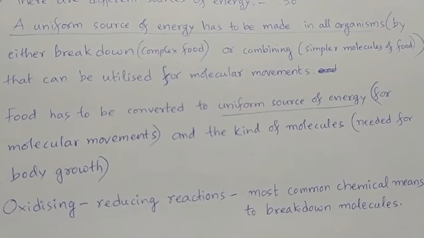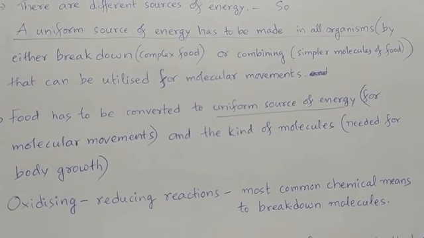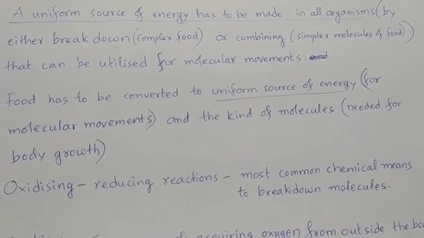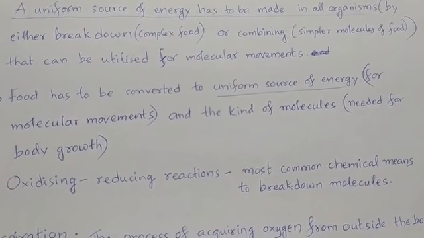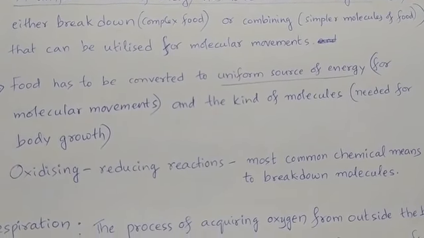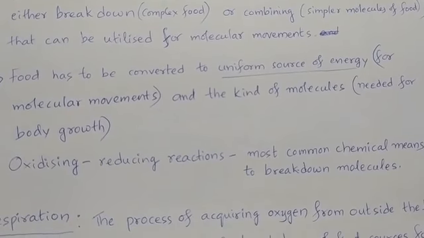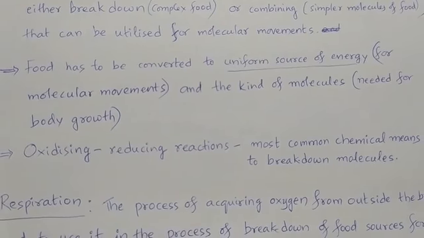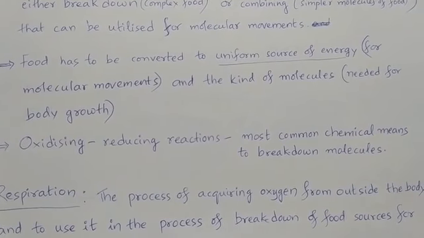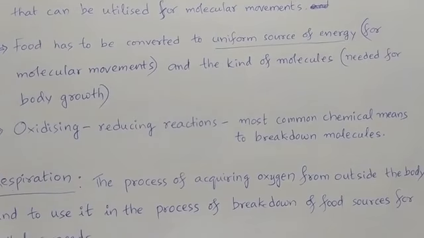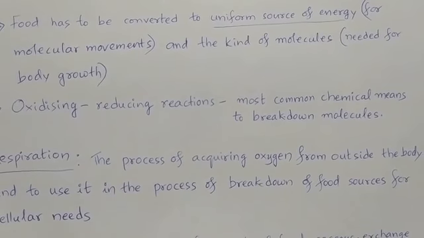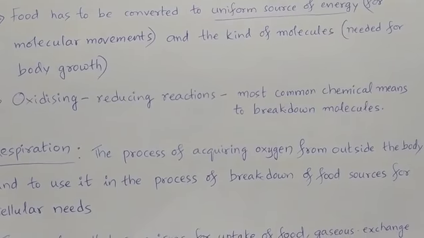Needed for body growth. There are certain oxidizing reducing reactions that help in the breakdown of the food molecules. Right? Oxidizing reducing reactions are the most common chemical means for the breakdown of food molecules, which utilize oxygen in most of the organisms. So this oxygen has to be taken from outside to inside, and then it has to be utilized for the breakdown of food in order to make it a uniform source of energy, right?